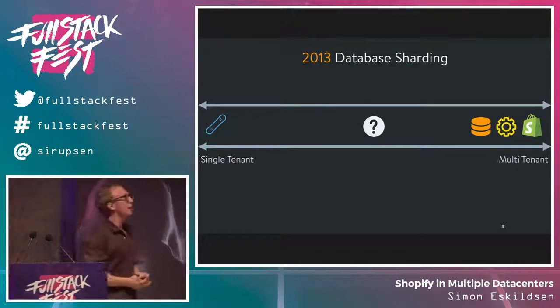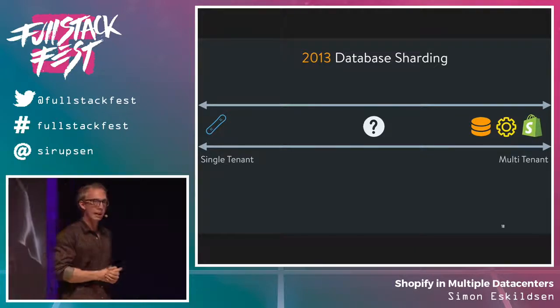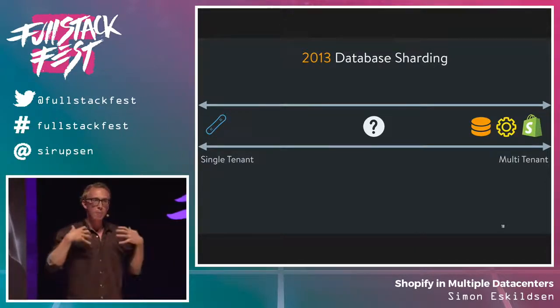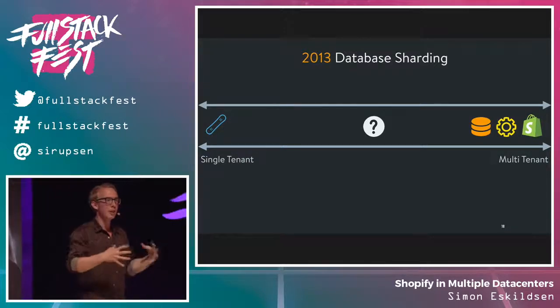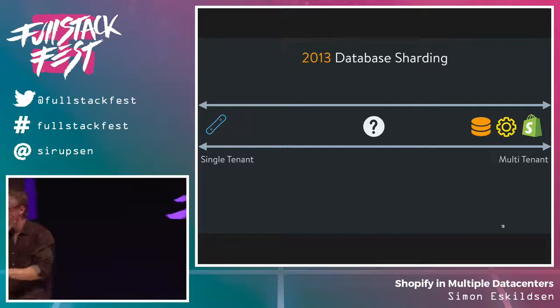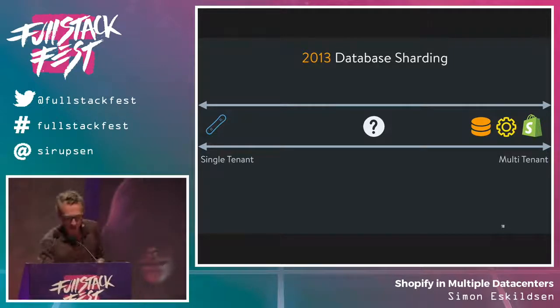So in 2013, we started working on database sharding. And this is when a full-time infrastructure team was created at Shopify, because we had to start working on database sharding and scaling horizontally. And only the MySQL side was sharded.